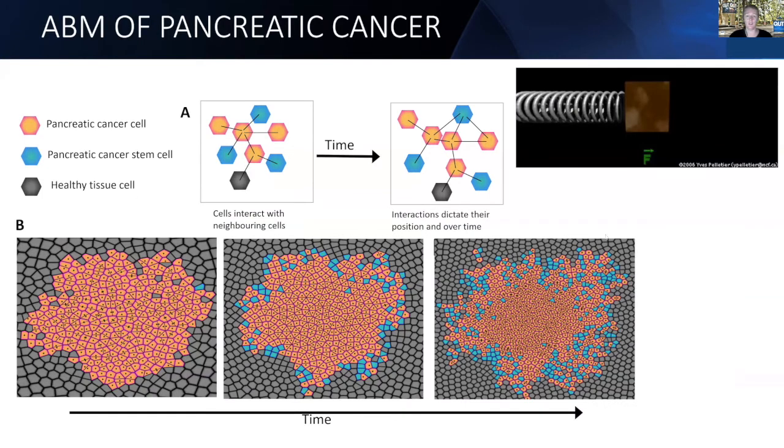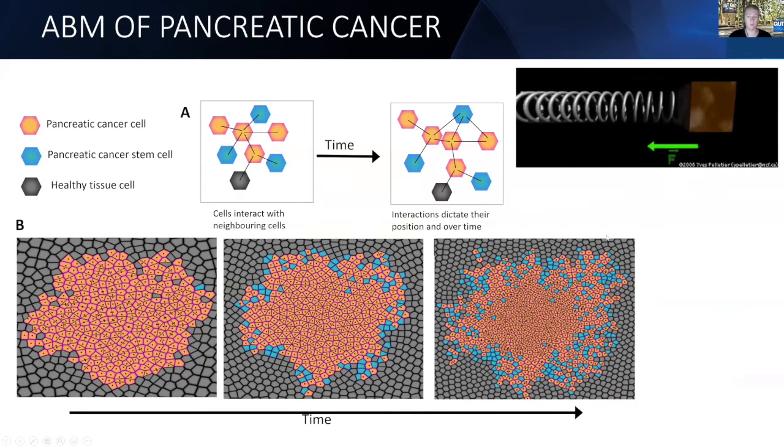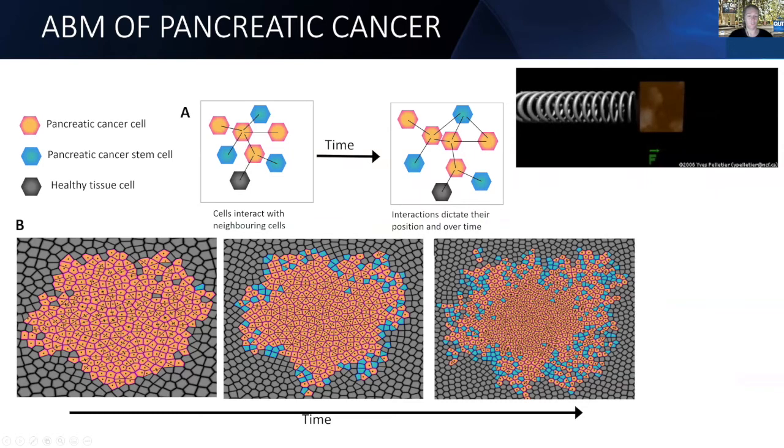And we've been using a Voronoi cell-based model. Voronoi cell-based models are just a form of off-lattice agent-based models. And you can see an example of the evolution of our pancreatic tumor model here. The tumor cells are these orange cells, and the healthy pancreatic tissue is in gray. You can see over time the expansion and the infiltration of the tumor into the surrounding tissue.